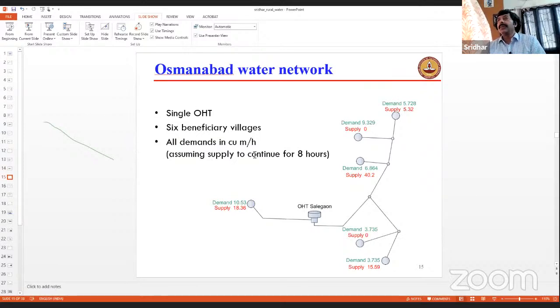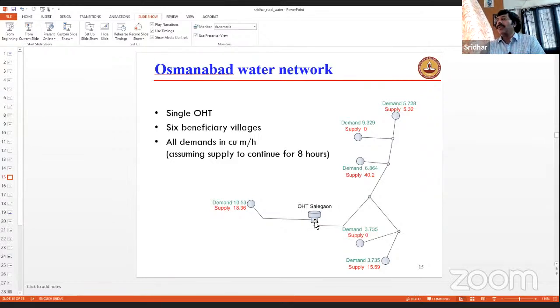So this is an example of a rural water supply scheme which we analyzed, from a book by Professor Bhave and Gupta. This is a classic example of what happens when there's a big mismatch between demand and supply. This is properly designed; there is no problem in the design. These 1, 2, 3, 4, 5, 6 villages have to be supplied water. The demands are all in cubic meters per hour, assuming water is supplied for 8 hours.